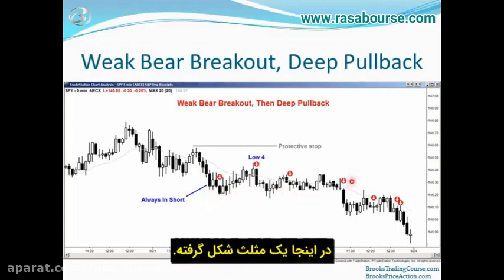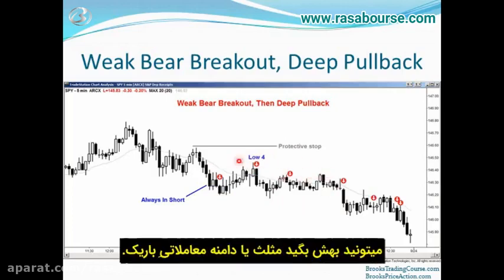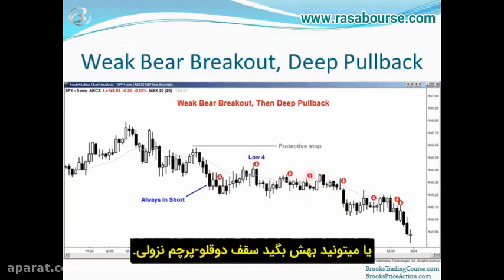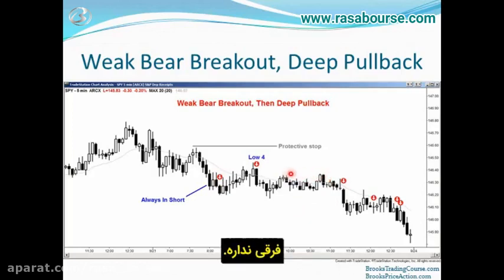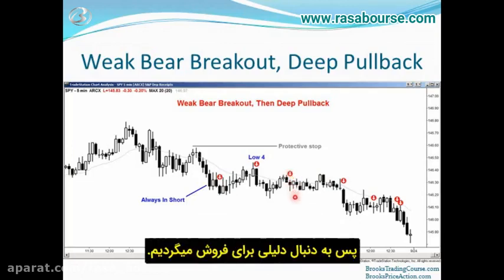And here we formed a triangle, 3 pushes up, 1, 2, 3. You can call it a triangle, you can call it a tight trading range, you can call it a double top bear flag. It does not matter. But what does matter is it's always in short. It did not become always in long. So the bet is that it's going lower. And you look for reasons to short.